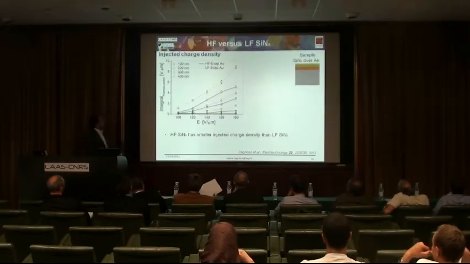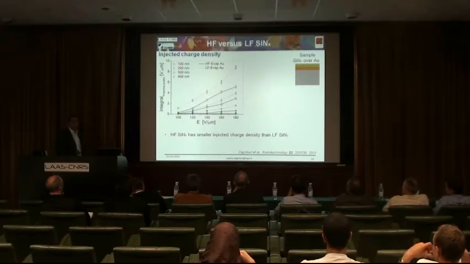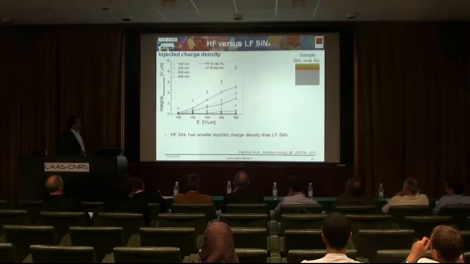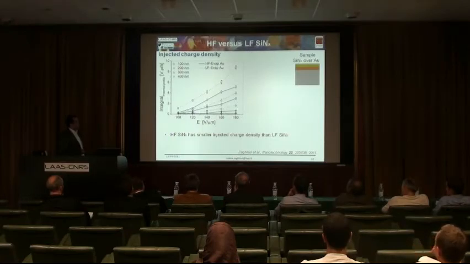Let's have a look first at the high frequency silicon nitride versus the low frequency silicon nitride. You can see here from Kelvin probe force microscopy that in high frequency materials, the injected charge density is smaller than in low frequency material at different thicknesses. This is the 400, this is 300, 200, and so on. The blue one here is the high frequency. So high frequency has less injected charge density than low frequency.